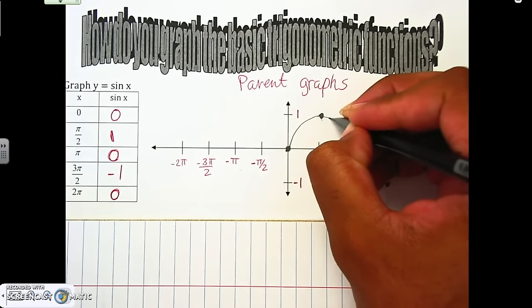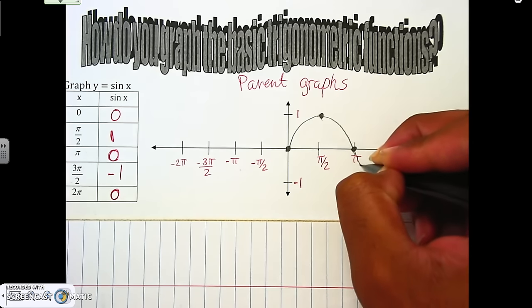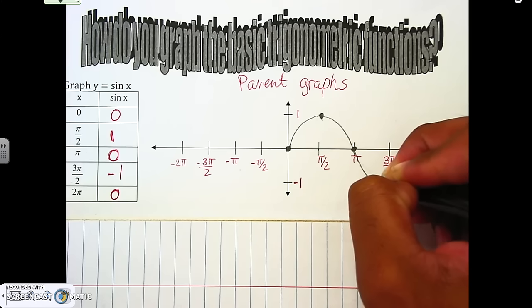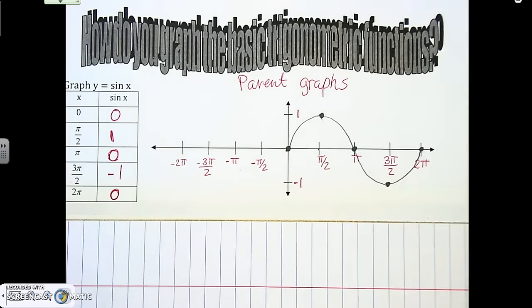They're nice, smooth curves. It's just like the John Legend song. All your curves and all your edges, all your perfect imperfections. So with that, make sure they're nice and smooth curves.